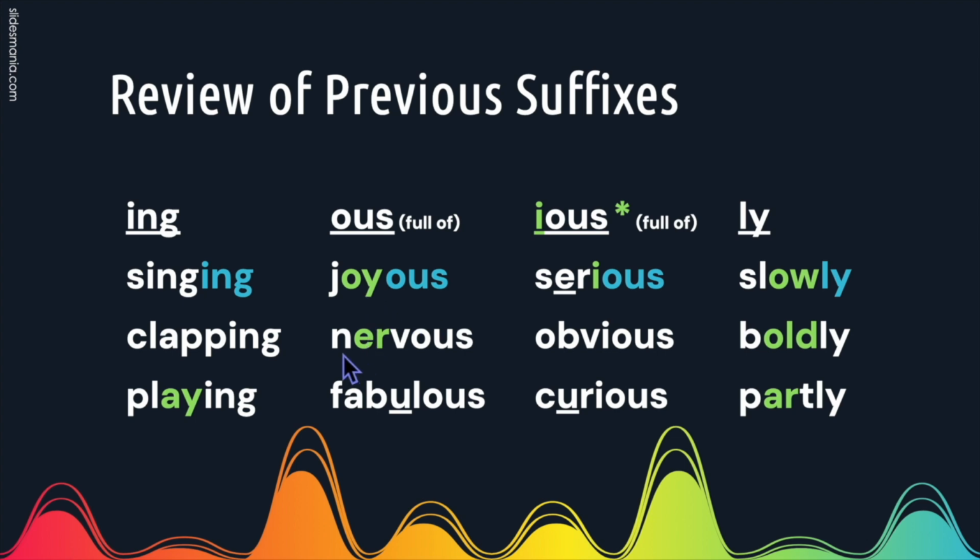ER says er, so this word is nervous. The letters that are underlined will have their long sounds. Fabulous. IOUS is pronounced eous, and it also means full of, like in serious, obvious, and curious. LY is pronounced ly. This OW will say O, so this is slowly. OLD at the end of a root word has a long O sound, so this is boldly. AR says R, so this is partly.